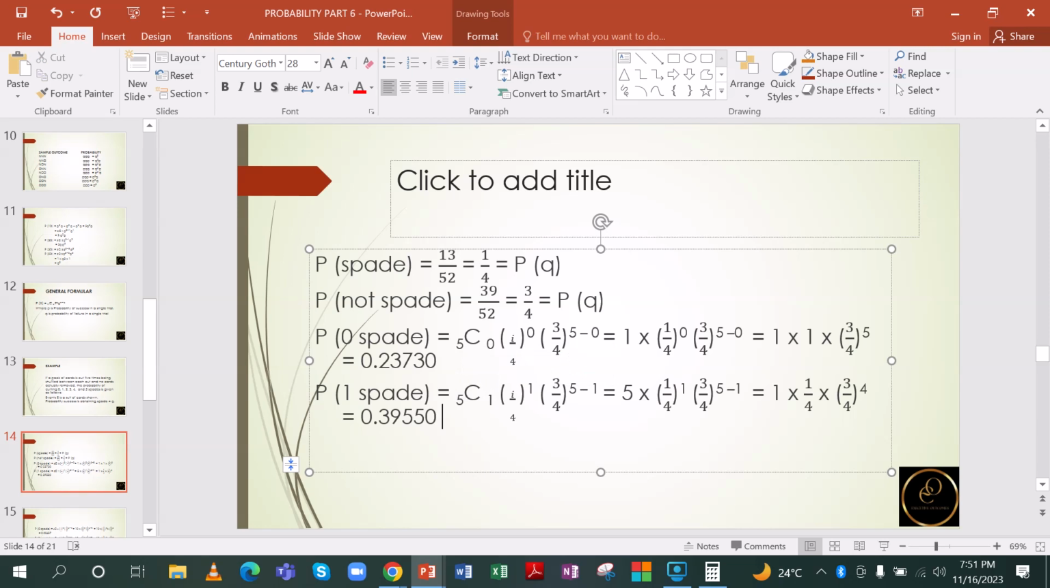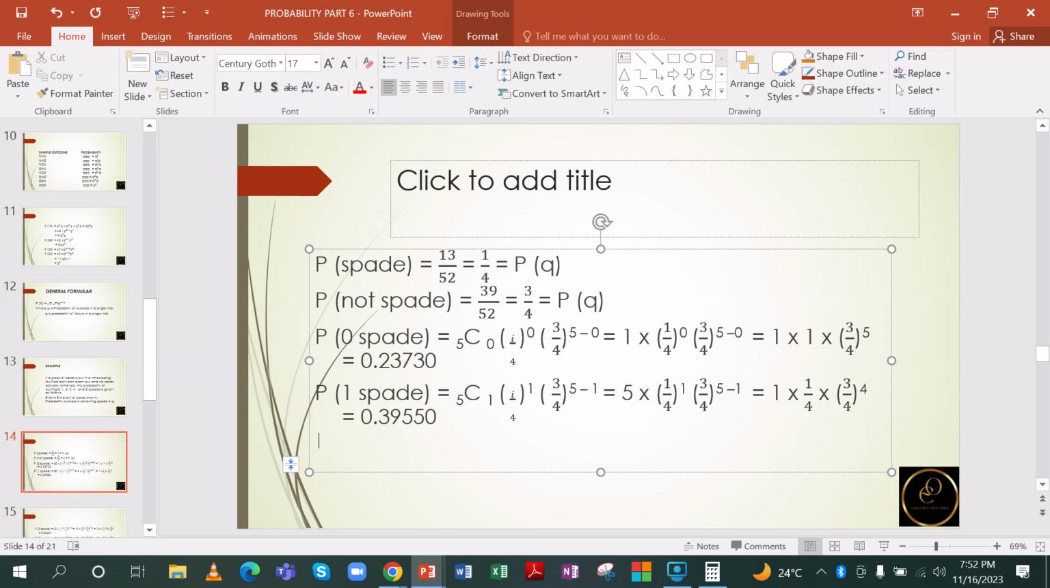Again, in a similar manner, the X here is the power you raise the probability of success to, which is 1 over 4. Is that okay? Yes, sir. Then the probability of failure, that you don't draw a spade, is 3 over 4 raised to the power 5 minus 1. When you simplify this like before, you end up with this arrangement here, and it will give you 0.39550. That's the probability of drawing 1 spade in 5 trials.